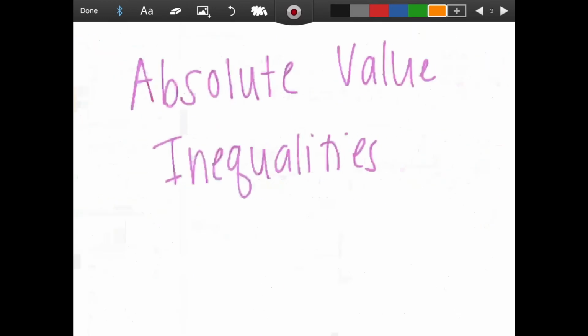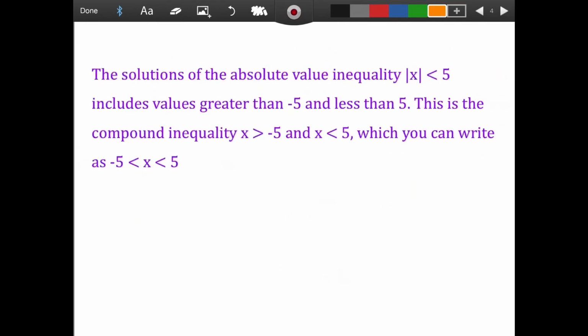Now let's talk about absolute value inequalities. So the solutions of the absolute value inequality, absolute value of x is less than 5, includes values greater than -5 and less than 5. This is the compound inequality, x is greater than -5 and x is less than 5, which you can write as -5 is less than x, which is less than 5.